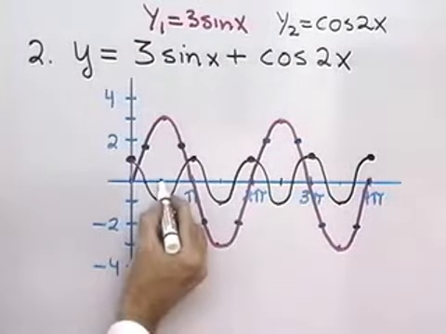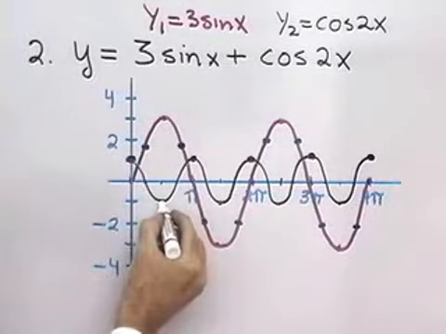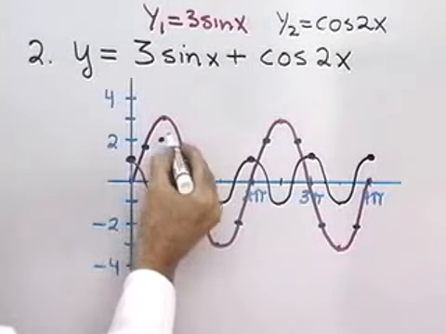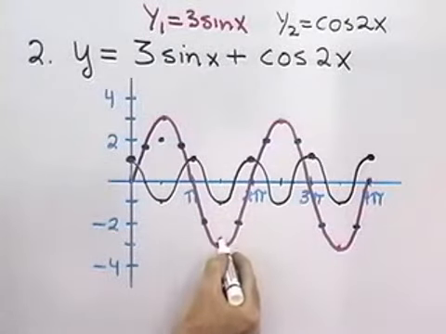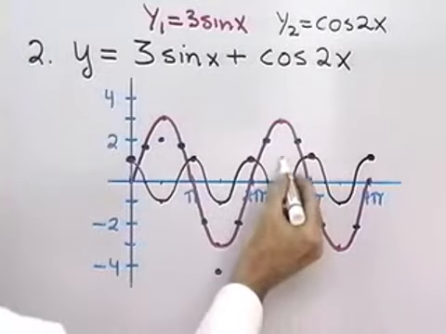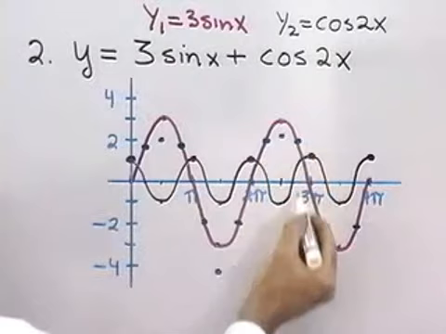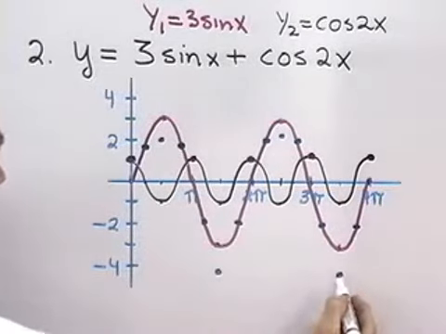Now let's see, at this value of x, my one graph is 3, my other graph is negative 1, so when I add 3 and negative 1, I end up with 2. Down here, this graph is negative 1, this graph is negative 3, so together they add to negative 4. Over here I have 3 plus negative 1, which is going to give me 2. And over here I have negative 1 plus negative 3, which is going to give me negative 4.